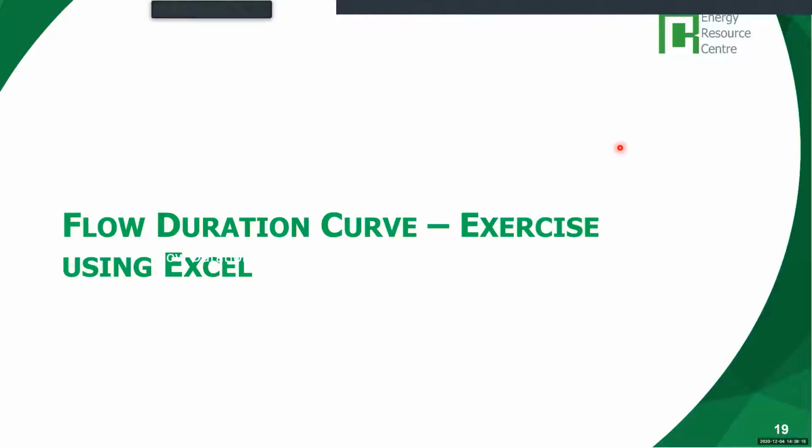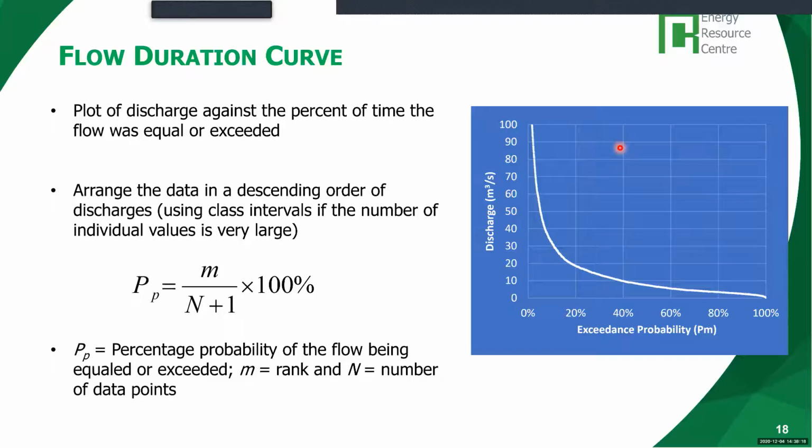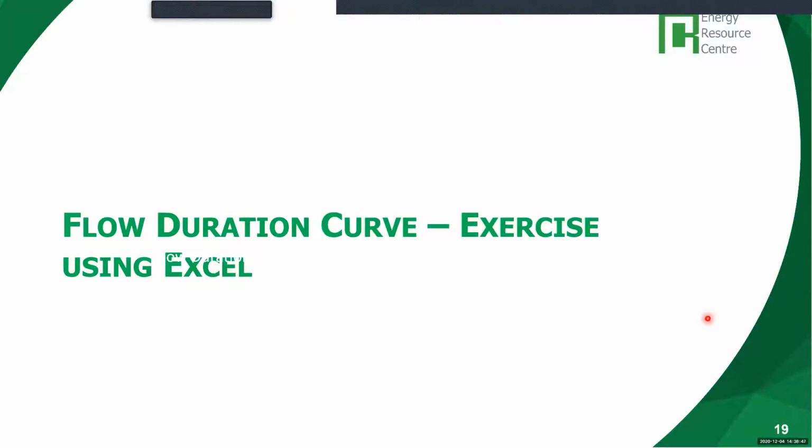So now the method of doing your flow duration curve is, this is the curve that I showed. You arrange the data in descending order, then calculate the exceedance probability, then draw the flow duration curve. The exercise that I showed, I would like you to practice, because I have the data.